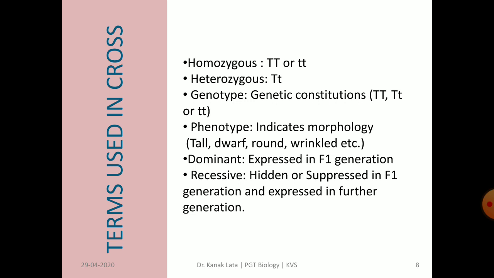Another term is genotype. Genotype means genetic constitution of an individual or organism. Next is phenotype, which means morphological characters, that is tall, dwarf, round, wrinkled, etc. Another important term is dominant. A dominant trait is always expressed in the F1 generation, that is the first filial generation. We will see this in crosses. Next is recessive. A recessive trait is always hidden or suppressed in the F1 generation but expressed in further generations.